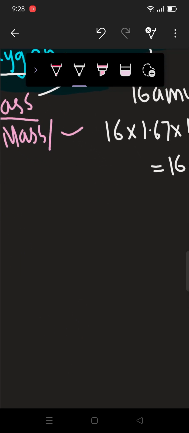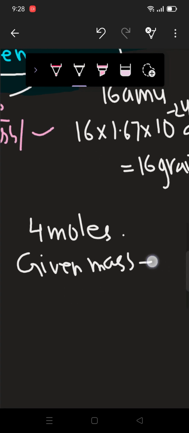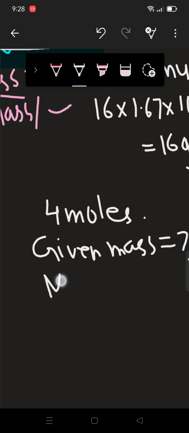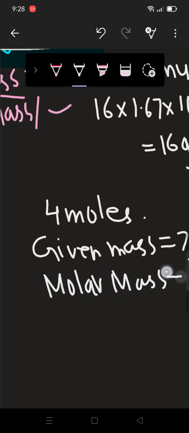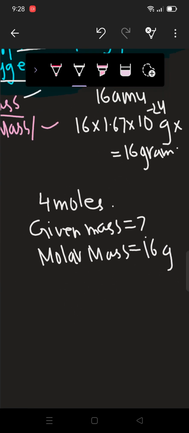So now we know that they have given us 4 moles. We need to find the given mass, right? That is basically not given in the question. We are just taking an example, right? We need to find the given mass, and we know the molar mass of oxygen, which we have already found. That is 16 gram. Now let's write that formula again.